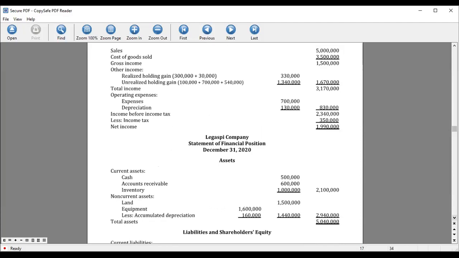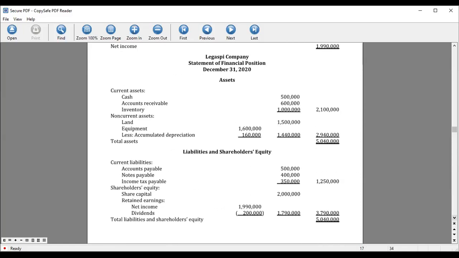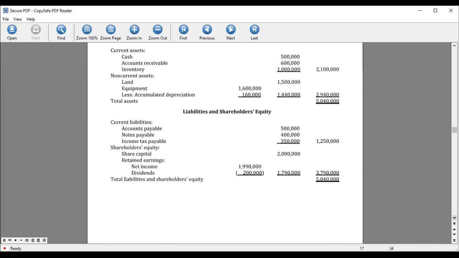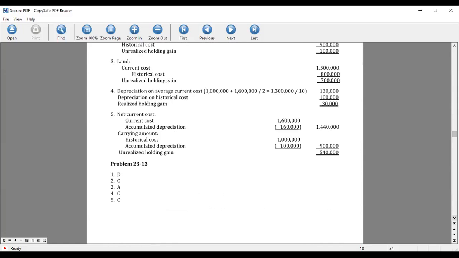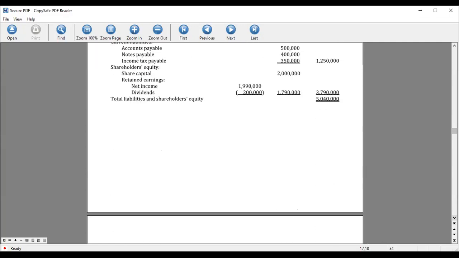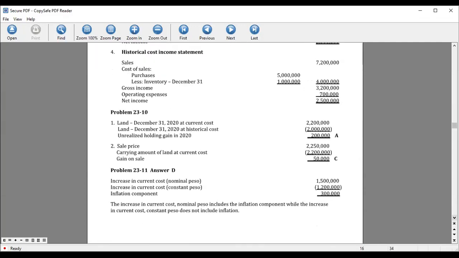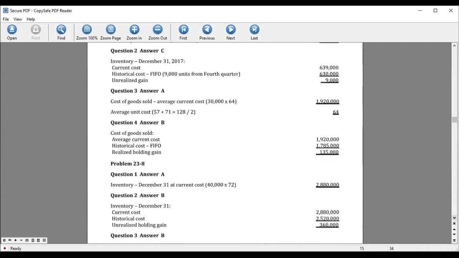So we now get the amounts of realized holding gain 330 and unrealized of 1,340,000. So now we have the statement of financial position. Now in 23-13, we have the answers to the multiple choice theory. We go to the multiple choice problems beginning with number 1 up to number 11.